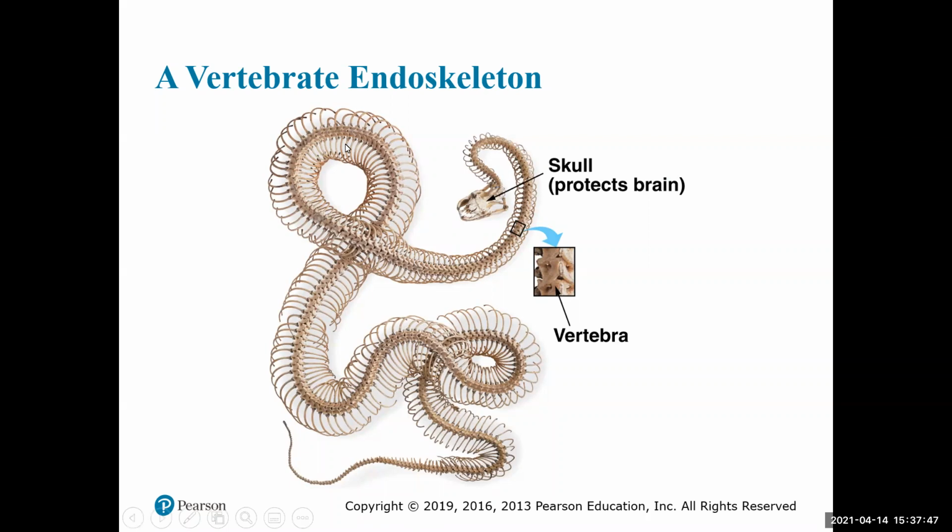And so here is the vertebrae of an endoskeleton. We have a snake here, and you can see all of the repeating vertebral elements that is found within the endoskeleton of the snake.